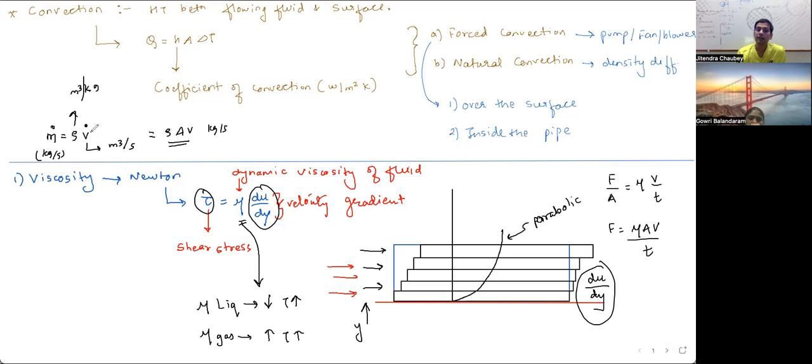And this is density. This is volume flow rate. Volume flow rate is why the unit is meter cube per second. It is also referred to as discharge. In fluid mechanics, it is referred to as discharge also.